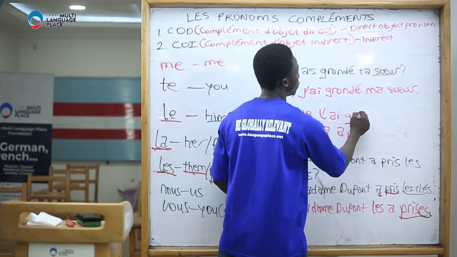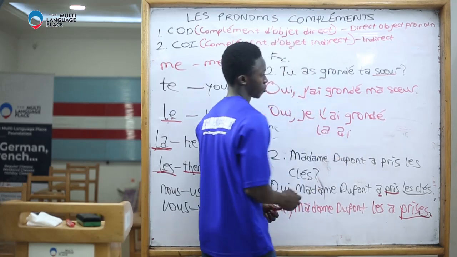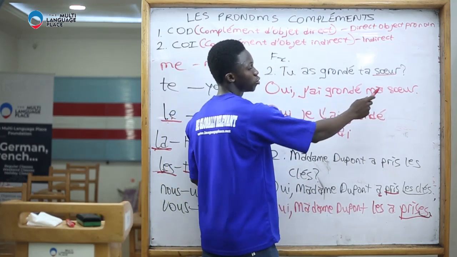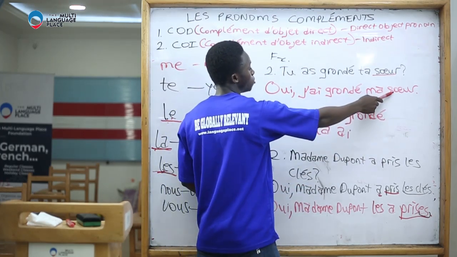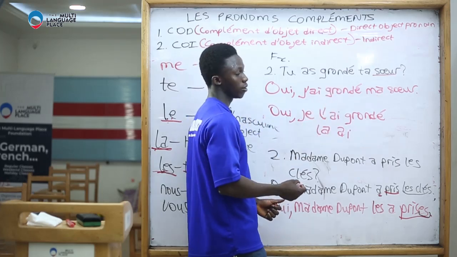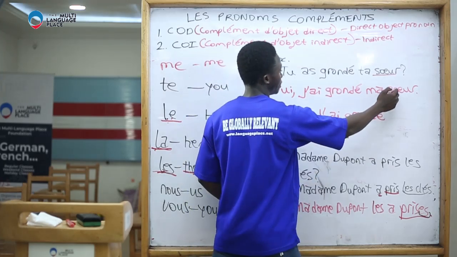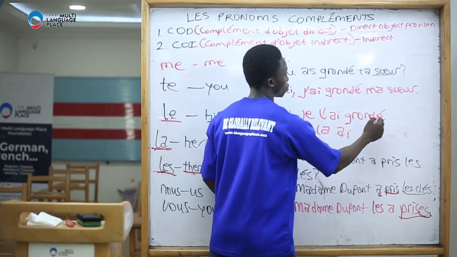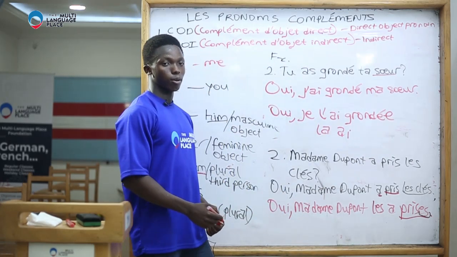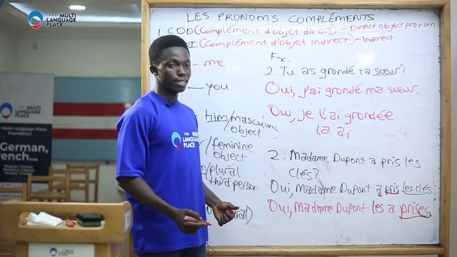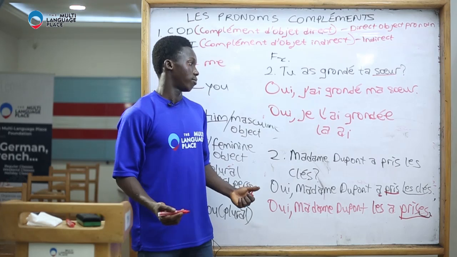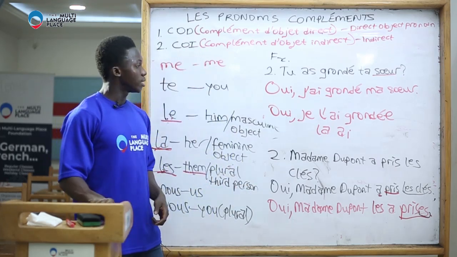Oui, je l'ai grondé. But remember, we take note of the gender and number of the person we are replacing in passé composé whenever we are using COD. So we add E because this is feminine. Oui, je l'ai grondée. Yes, I scolded her.